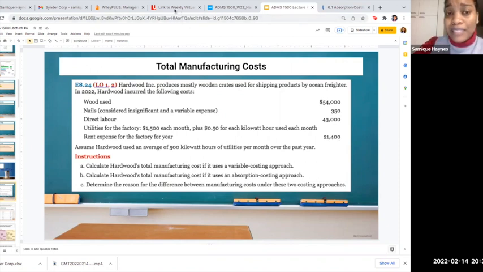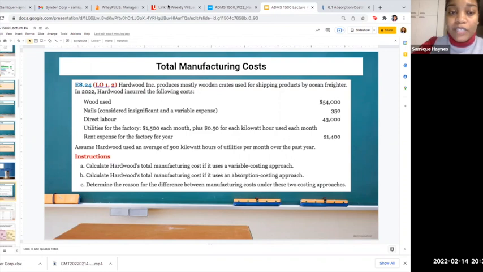I'm actually going to skip this question. I'm going to let you practice this on your own, but I want to point something out. Right here says the factory rent for the year. Right here says utilities for the factory, $1,500 each month. So you know you're going to have to do some calculating in order to find out how much it is for the year if you're going to be calculating your product cost for that period, okay?